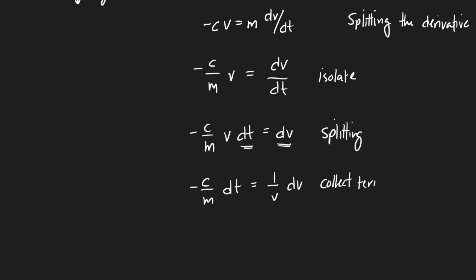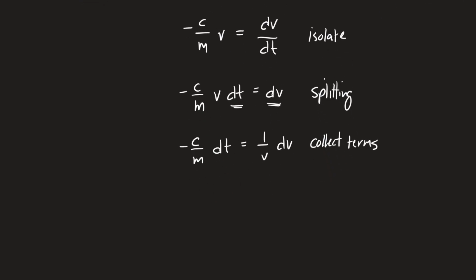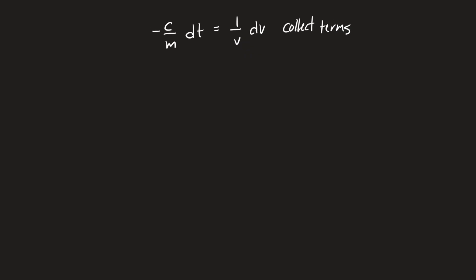So collecting terms. Now, at this point, we're in a position to integrate both sides. And that simply means drawing your fancy little integral symbol. But you won't get points for just drawing the integral symbol until you do the next part, because we're setting up our integral here.